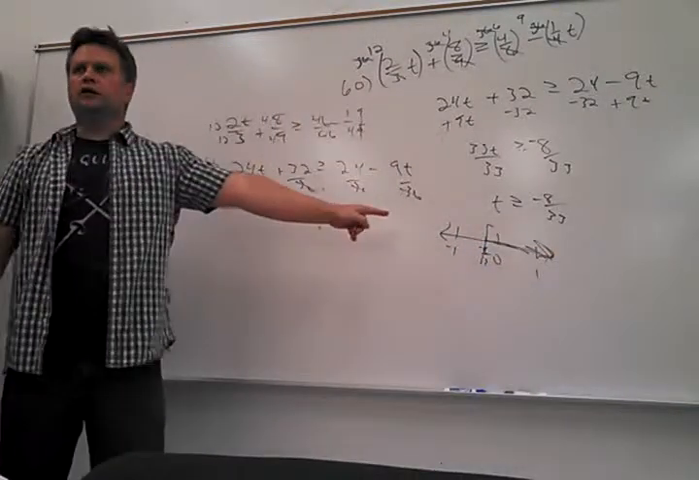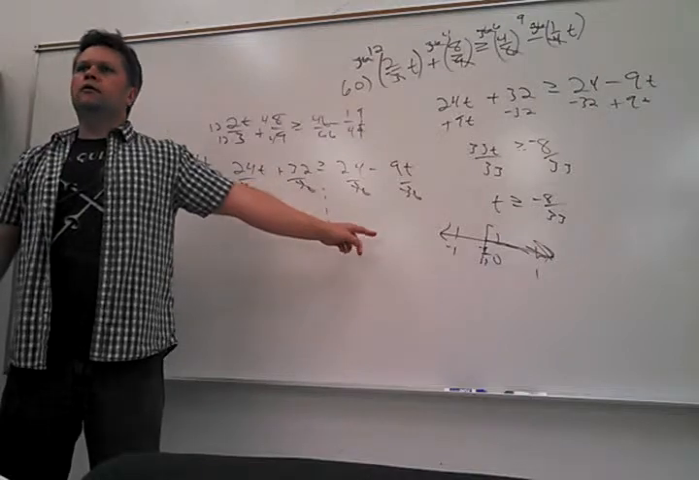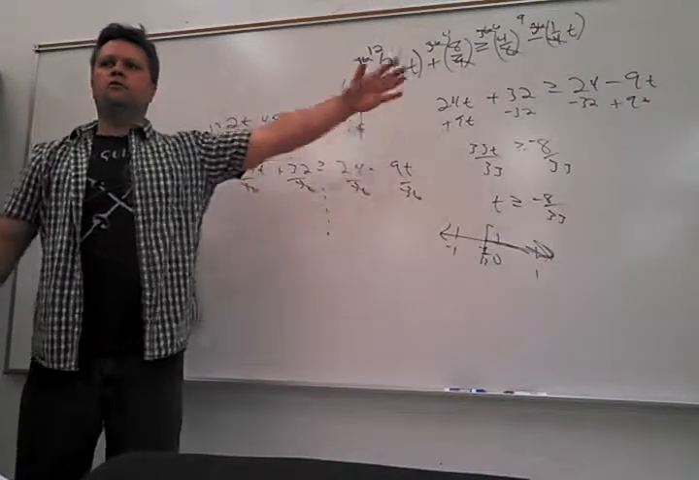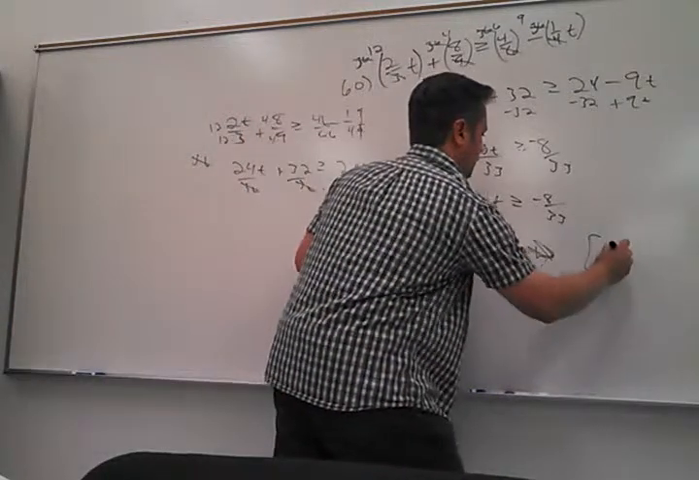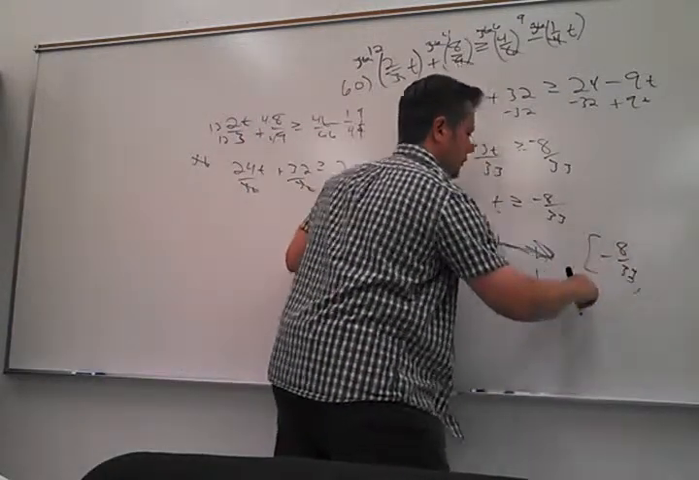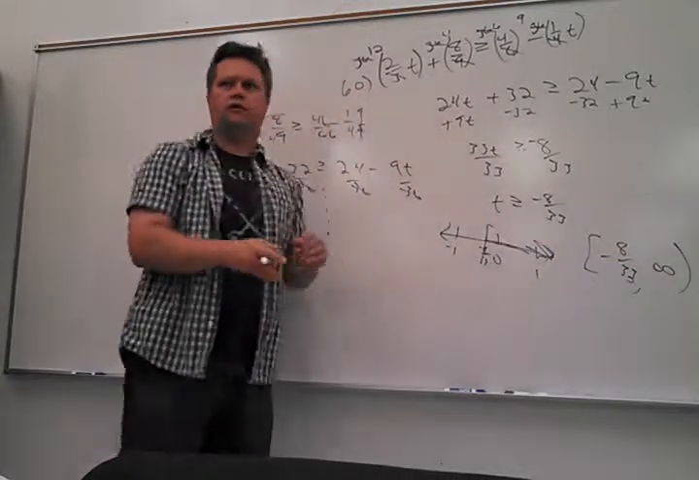So then interval notation will basically look just like that. From negative 8/33 up to infinity. From negative 8/33 inclusive up to infinity, and of course you never include infinity.